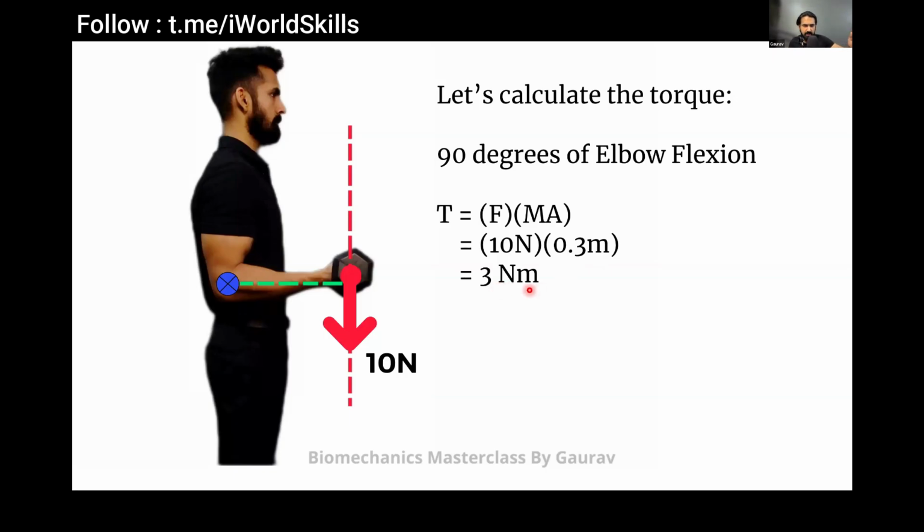So starting position, the resistance was 0. In the middle position, 45 degree of elbow flexion, the resistance was 1.5 Newton meter. Now at 90 degree, the resistance has increased even further to 3 Newton meter.